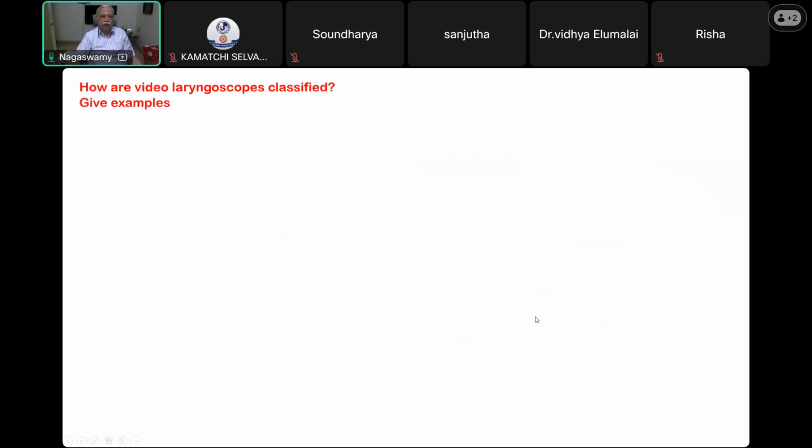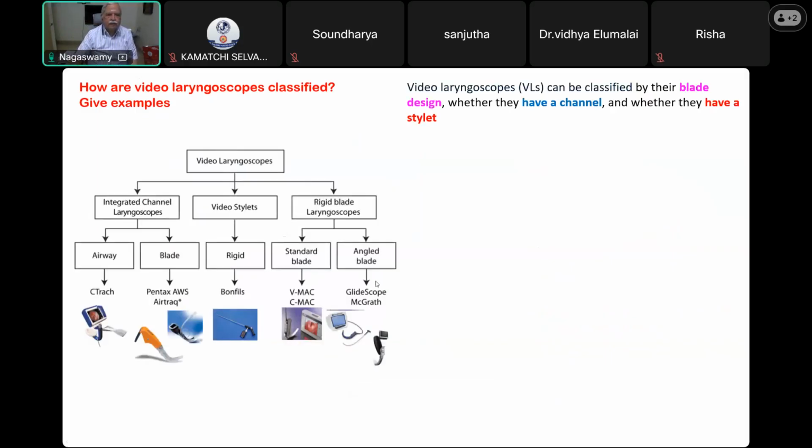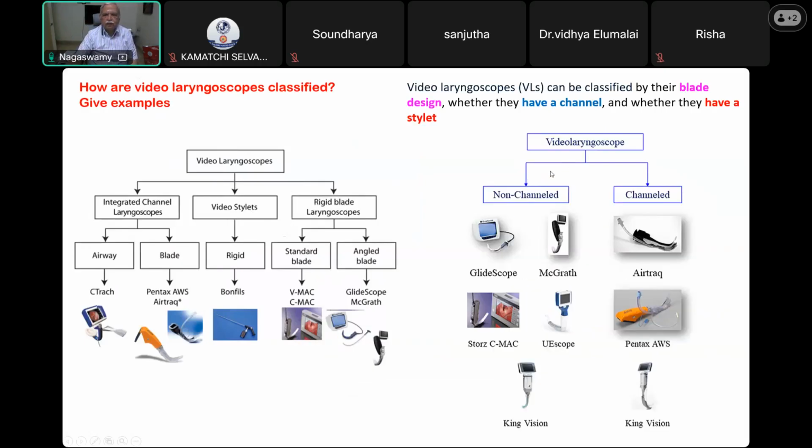So, how are video laryngoscopes classified? Nowadays, all of you will be very familiar with video laryngoscope usage. There are a lot of classifications. It can be integrated channel laryngoscope, video stylets, or rigid blade. These are the examples. Another simple method is non-channeled and channeled video laryngoscopes.